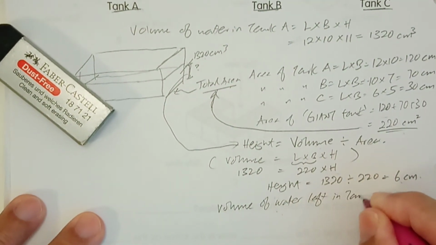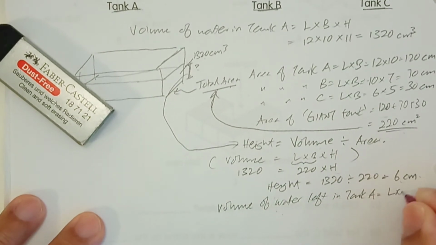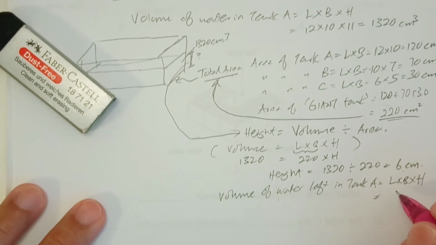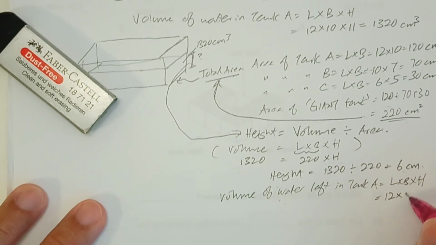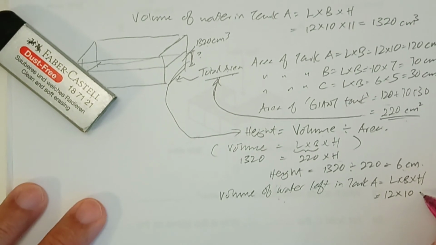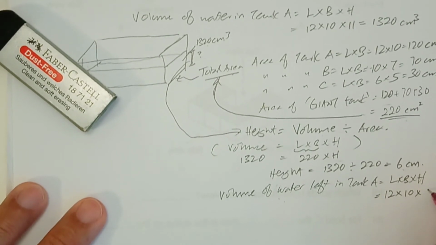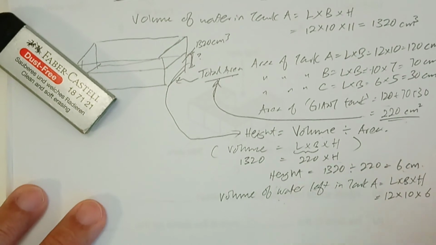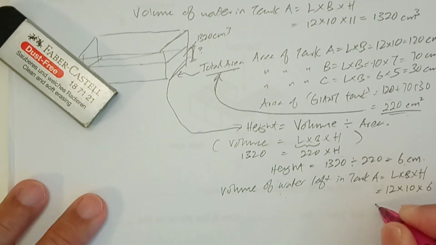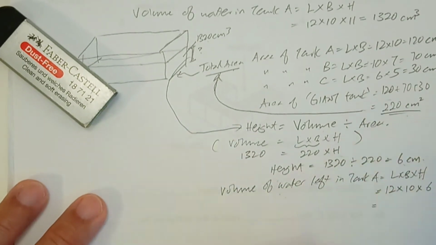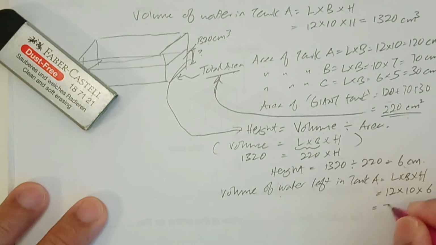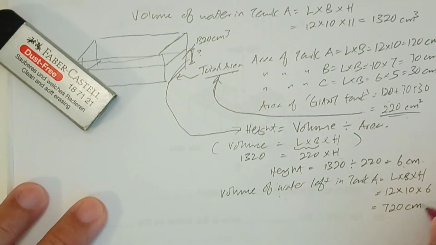In tank A, the volume would be length times breadth times height. So the length for tank A would be again 12 times 10 times height, which would be 6 centimeters. So that equals 120 times 6, which should be 720 cubic centimeters.